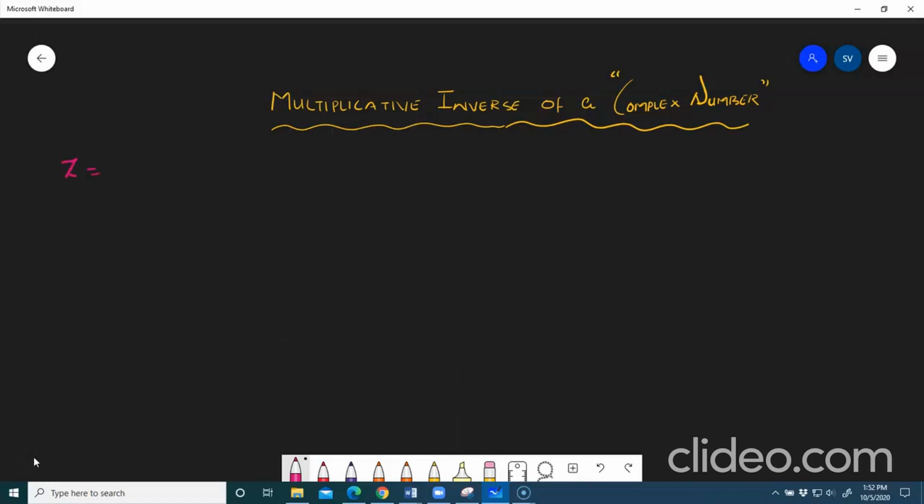So z equal to a plus ib is a complex number, and as we know, the multiplicative inverse property is this: if x is a number and x inverse is its multiplicative inverse, then the product of these two should provide us the multiplicative identity. So this idea you should know before you approach this concept of the multiplicative inverse of a complex number.